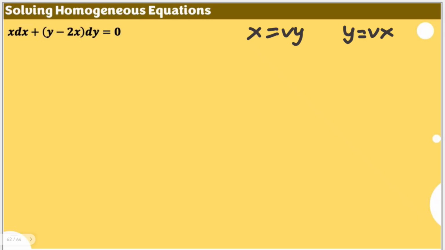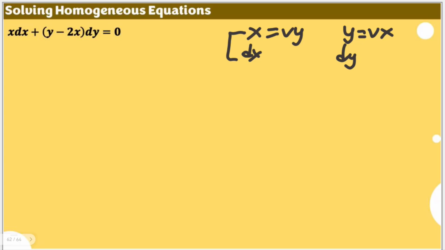But the hint there is discovering dx and dy, which of them here in our equation is paired with a simpler coefficient or expression, because that would be our basis in deciding which of the two variables will be used for substitution. Here, we know that dx is just paired with x, simpler than y minus 2x paired with dy. So we're going to pick this one here, and we're going to substitute vy for our x.